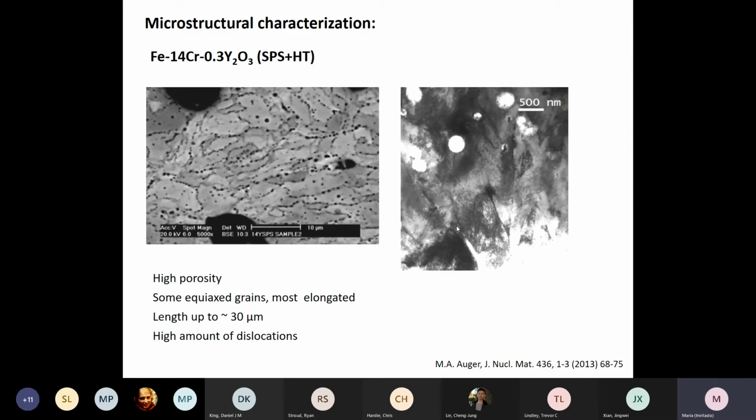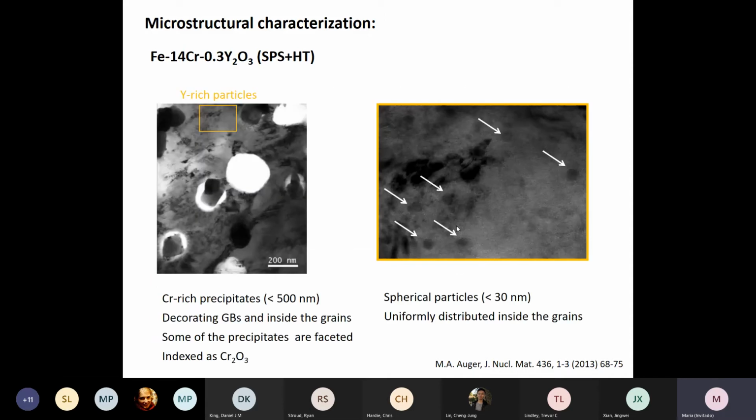And for the ODS version of it, it was quite a fail, because we can see a high porosity. Some of the grains are equiaxed, but most of them are elongated. So the microstructure has nothing to do with what we observed with the HIP sample, which was much more homogeneous. And regarding the yttrium-rich nanoparticles, they seem to be present, but the distribution is not as homogeneous as we could see in the previous case.